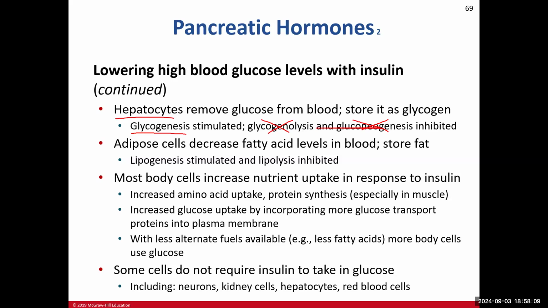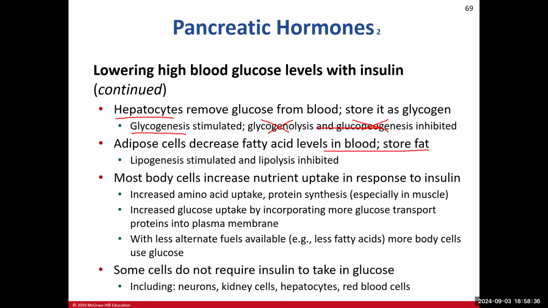Boom, easy. Adipose cells, same type of scenario. Remember, insulin puts the macromolecules into things. So we're going to now take all of those fatty acids that are floating around, because you'll get fatty acids from digestion, right? Especially if you've eaten something that has a lot of protein in it. So we're going to start digesting down those molecules.